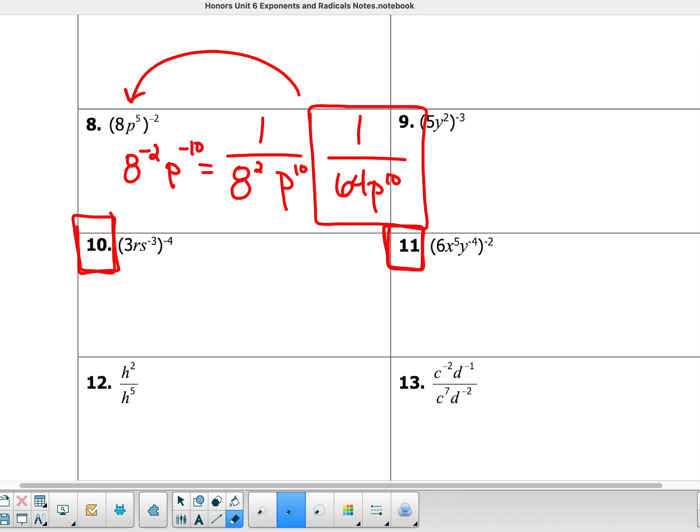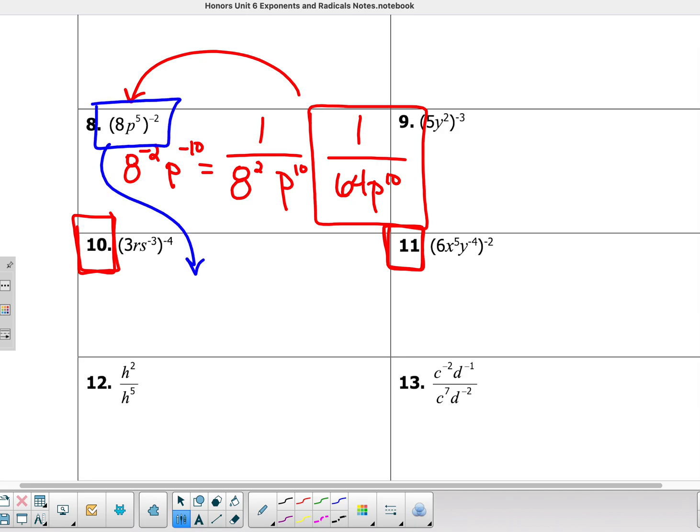An alternative way for doing number 8 would be this. I'll do it in blue. There's another way to think of number 8. You could simply take that entire expression in parentheses. And this is only affecting the exponent on the outside.